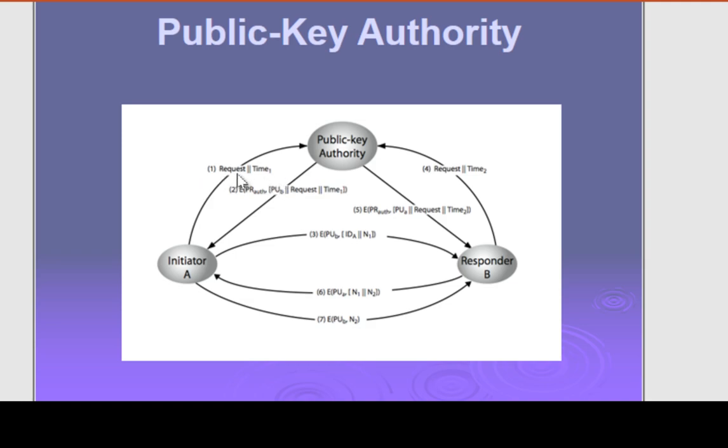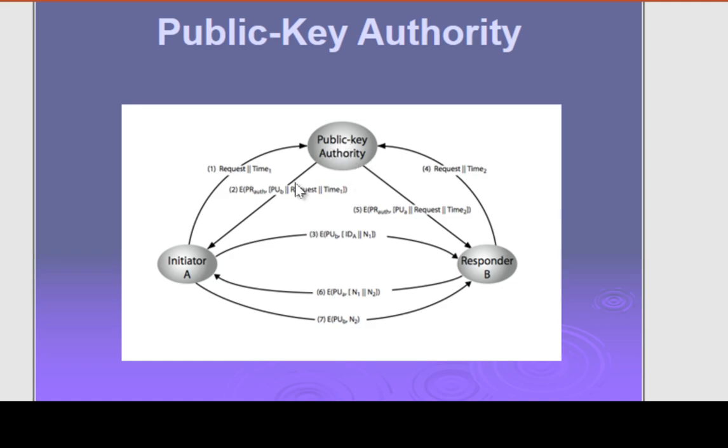In that request he mentions whose public key he wants. He is requesting B's public key. In that request it is written that he wants B. So the public key authority reads that request, and sends B's public key to A. How it sends is important. He encrypts that data with the private key of the authority.